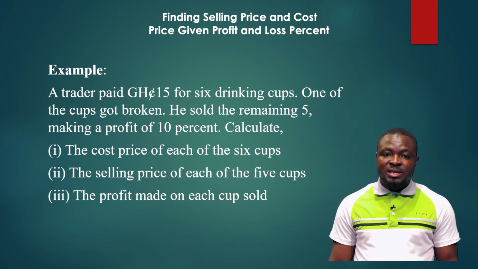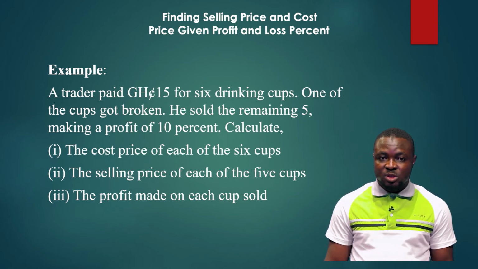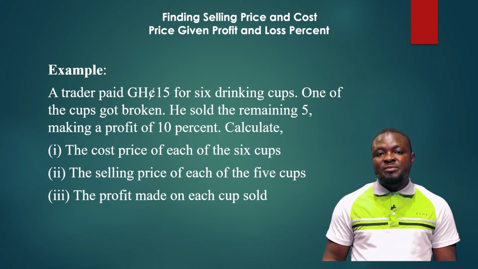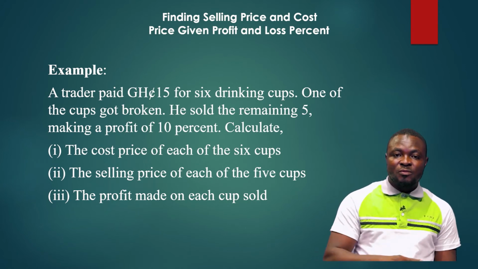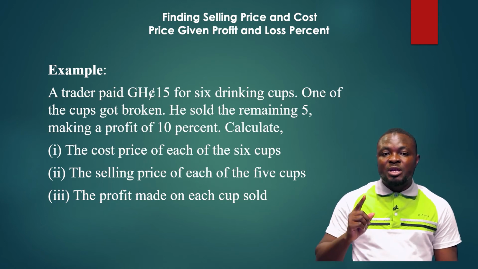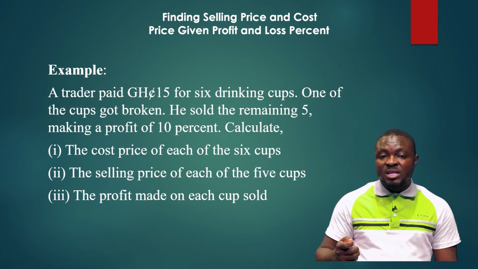Already they have indicated the cost price of each of the 6 cups, which is 15 Ghana cedis. But if you like, you can multiply the 15 by 6. That will give us 90. It means the total cost of the 6 cups is 90. Now to find the cost price of each, you find the simple average.